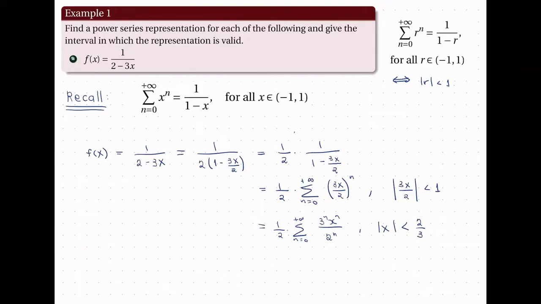Since meron pa tayong factor na 1/2 sa labas, pwede natin itong ipasok sa loob ng ating summation. So we have the summation from n equals 0 to positive infinity of 3 raised to n, x raised to n, over 2 raised to n plus 1. Okay, so this series is equal to our function 1 over 2 minus 3x, and this equality is valid for what values of x? So x must be in the open interval negative 2/3 to positive 2/3. Okay?